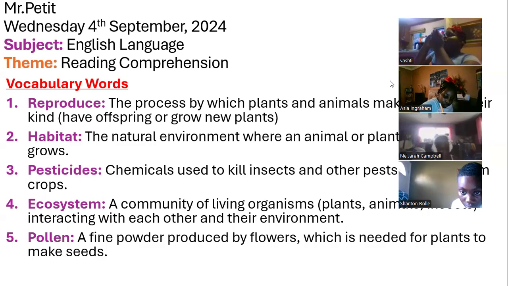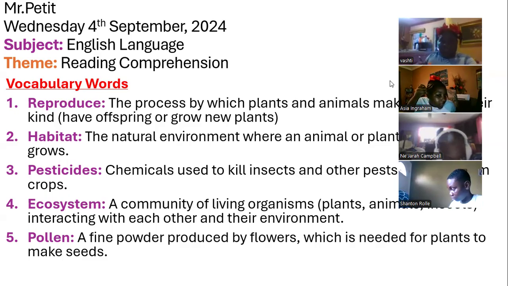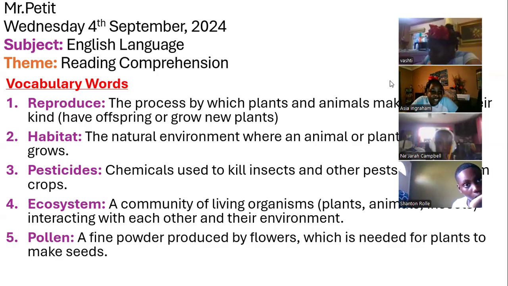So out of these five words, which one is your favorite word? Let me start with Vashti. Pollen? Okay, why do you like pollen? Because it's from flowers. Okay. Asia, what's your favorite word out of these five? Pollen. Why is that? Because it's something to do with flowers. I guess you like flowers just like Vashti. Okay. Thank you, Asia.